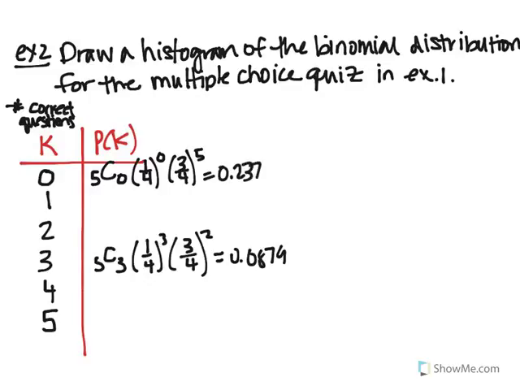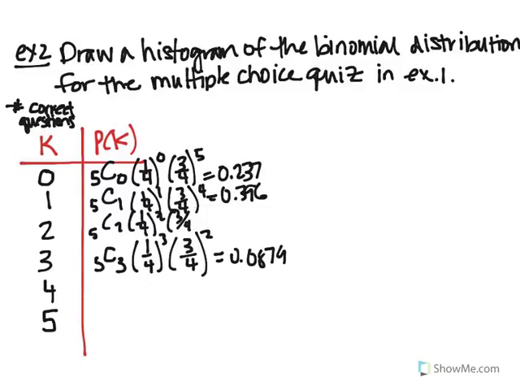To get 1 success, you would have 5C1. So you want 1 correct. Don't care about the order. You want it correct 1 time. That means incorrect would be 4 times. So when you go ahead and calculate that, it would be 0.396. Then you do the same. So this would be 5C2 times 1/4 squared times 3/4 cubed. And if we get it right twice, that means we have to get 3 wrong. So this would end up being 0.264.